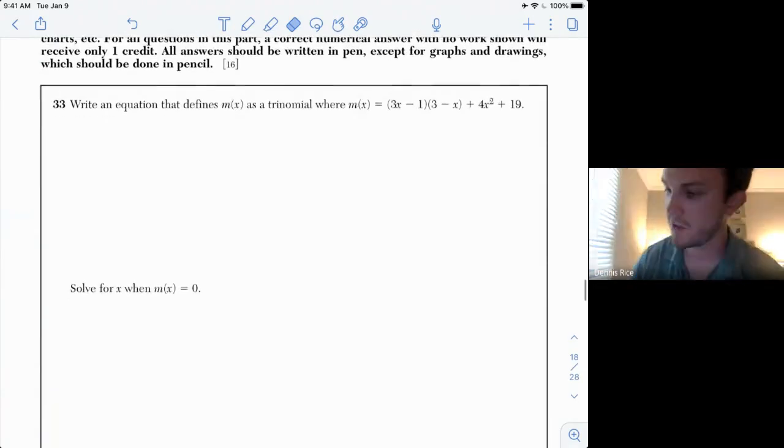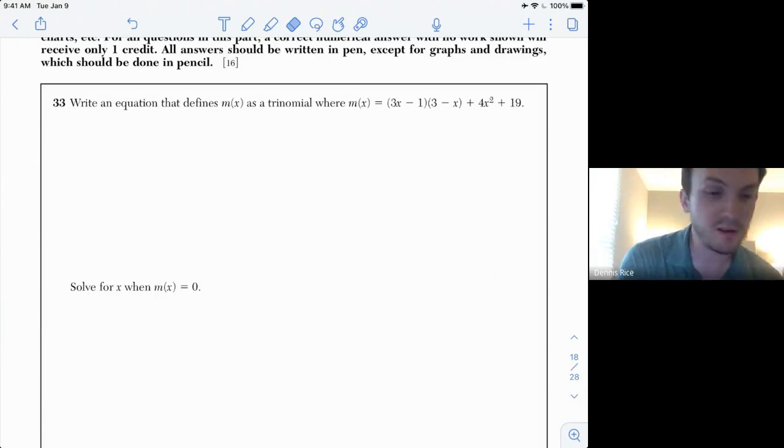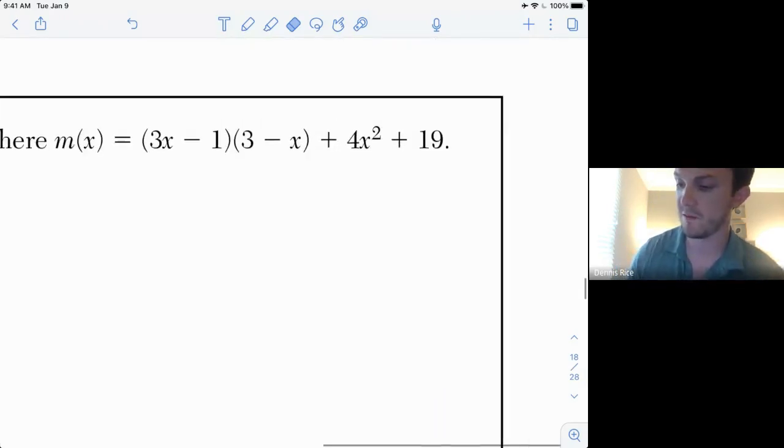It says, write an equation that defines m of x as a trinomial. So in other words, what they're saying to do in the beginning is clean that up and put it in standard form. Right now, it's obviously not cleaned up. And then it says solve for x when it equals 0. Technically, it doesn't say algebraically, so we could use calculators here, but we'll do it algebraically either way. All right, so we're going to clean this up first. And again, this is a 4-pointer. Let's keep that in the back of our mind.